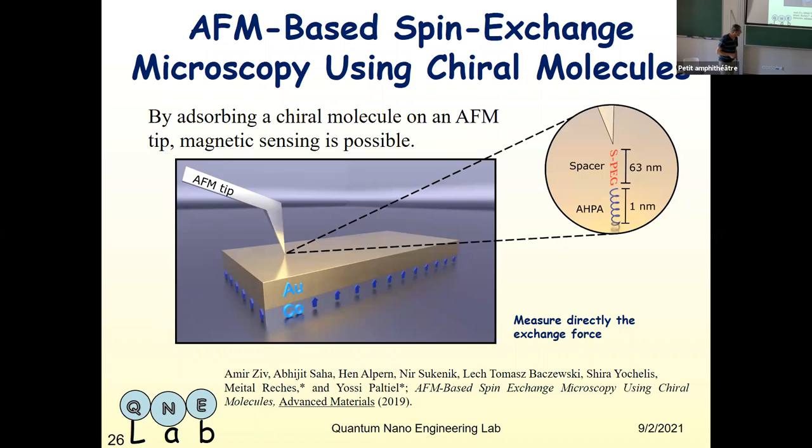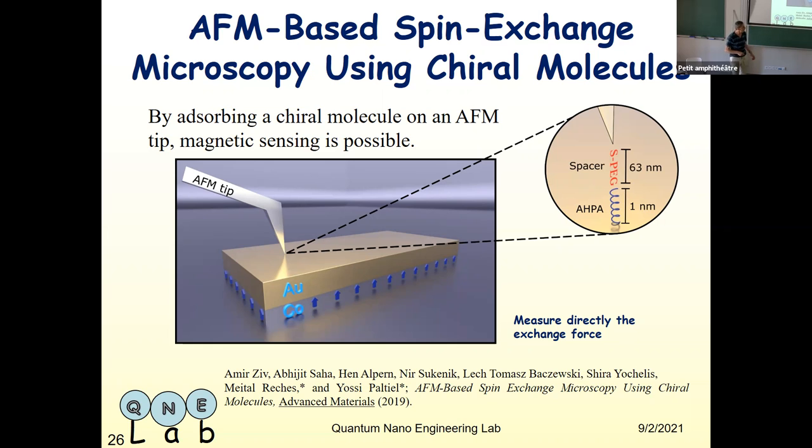So the next thing we have done is we try to measure those forces directly. You can take an AFM tip, here you see an AFM tip, and put a chiral molecule at the end of the tip, and then put an adsorbent on the substrate and try to pull. If you have an exchange interaction, on a magnetic substrate, we'll have different forces between the up magnetization and the down magnetization. So this is exactly what we have done.